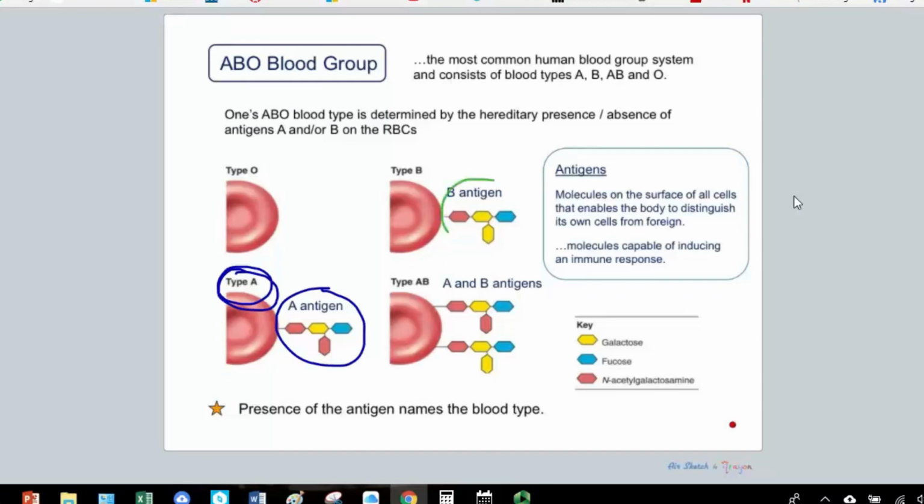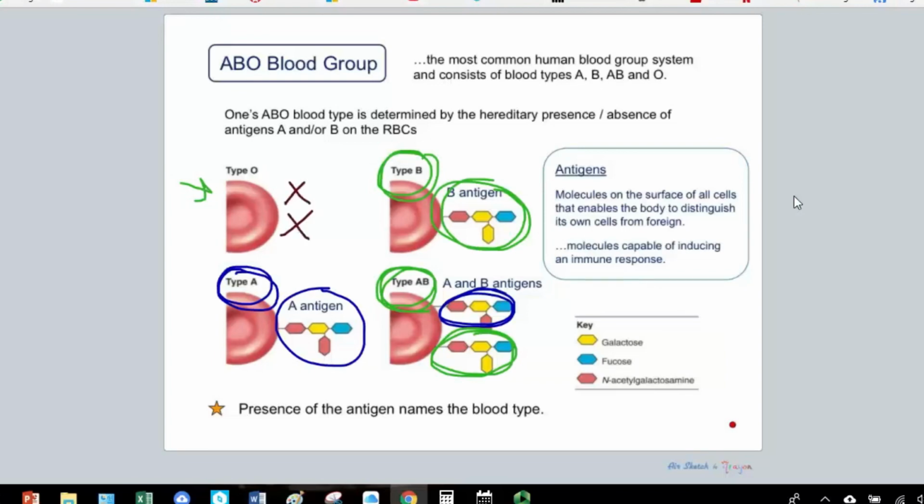Here we have a B antigen on the red blood cell, so that makes this individual type B blood. If you have both an A antigen and a B antigen on the red blood cell, then you're type AB. And as you can imagine, if you don't have an A antigen or a B antigen on your red blood cell, then you're type O. So the presence of the antigen names the blood type.